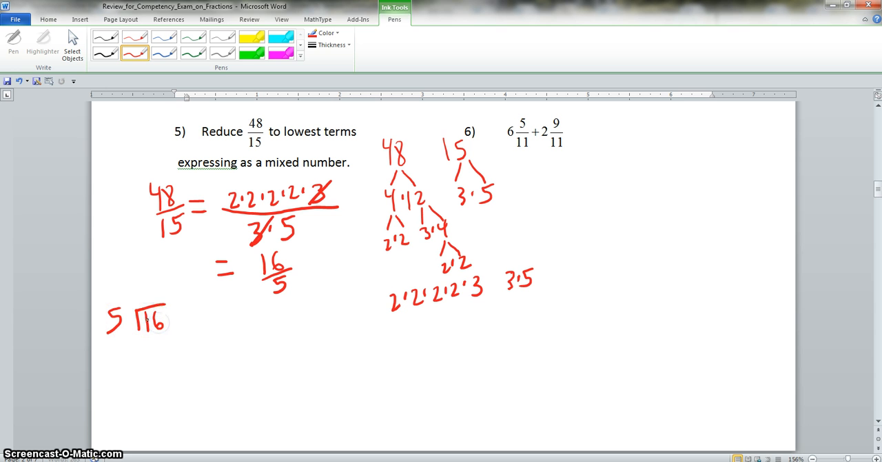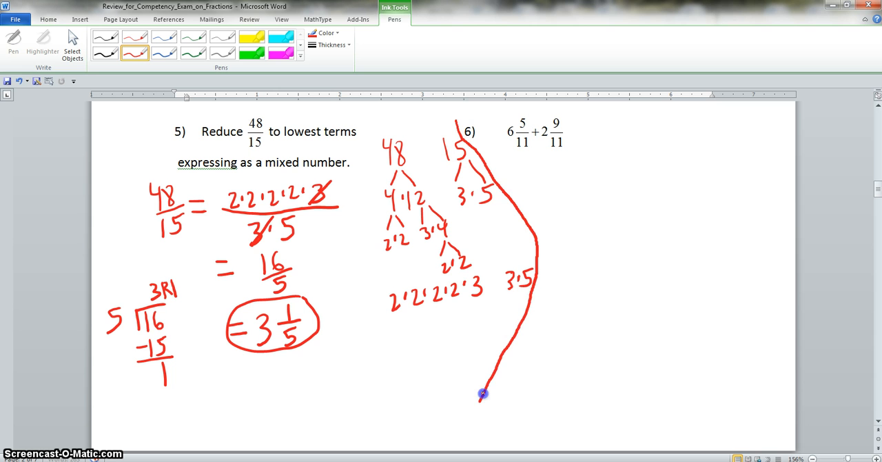5 goes into 16 3 times. 3 times 5 is 15. 16 minus 15 is 1. So we have a remainder of 1. So our final answer is, remember, all of the integers in front of the remainder, that will be your whole integer. Your denominator stays the same as 5, and your numerator is the remainder. So it's 3 1/5.